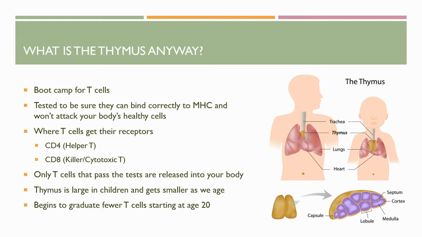And then one thing that is important is the thymus is actually larger in children, and it gets smaller as we age. So immune cell development in the thymus, the T cell development, is really important when you're younger, because when you age, you end up graduating fewer T cells, so basically mature T cells. So at the age of 20, that's when you start to actually have less and less T cells maturing in that area. So that's why having memory cells is really important.